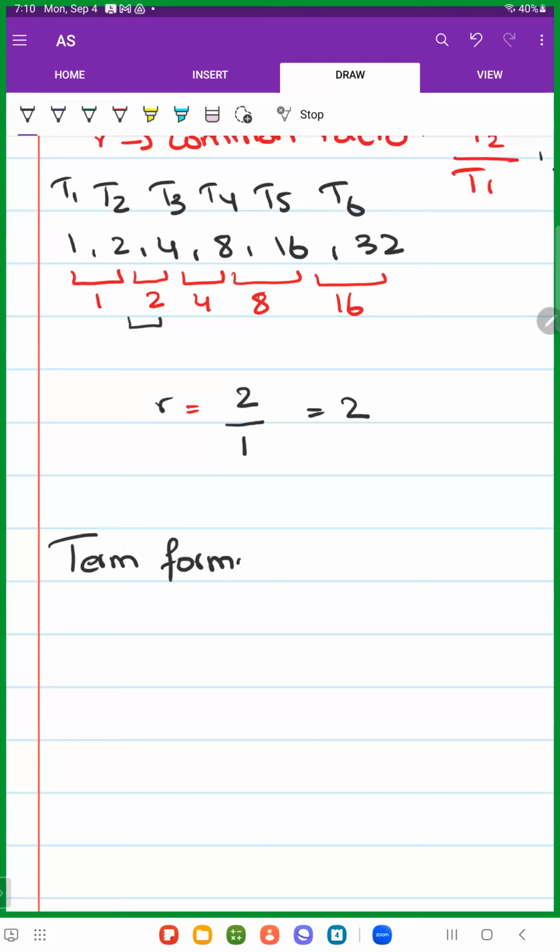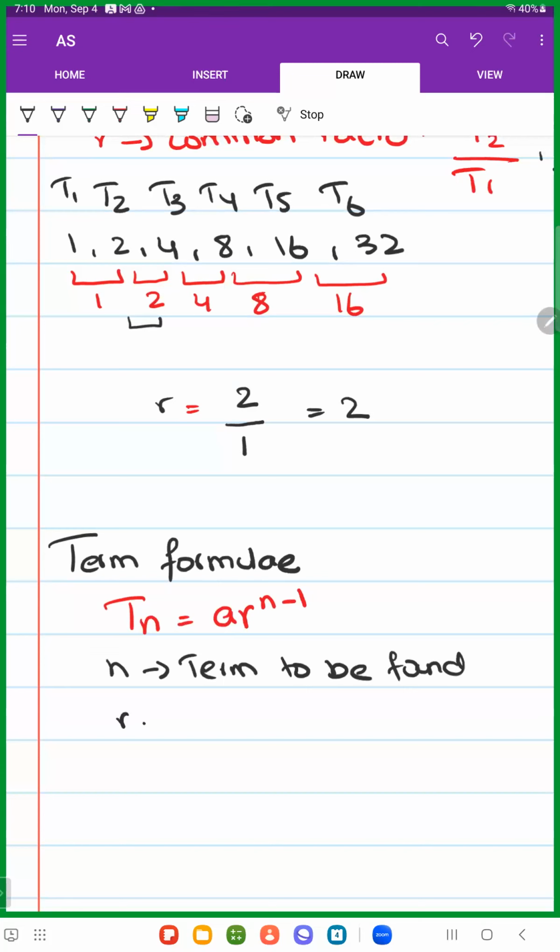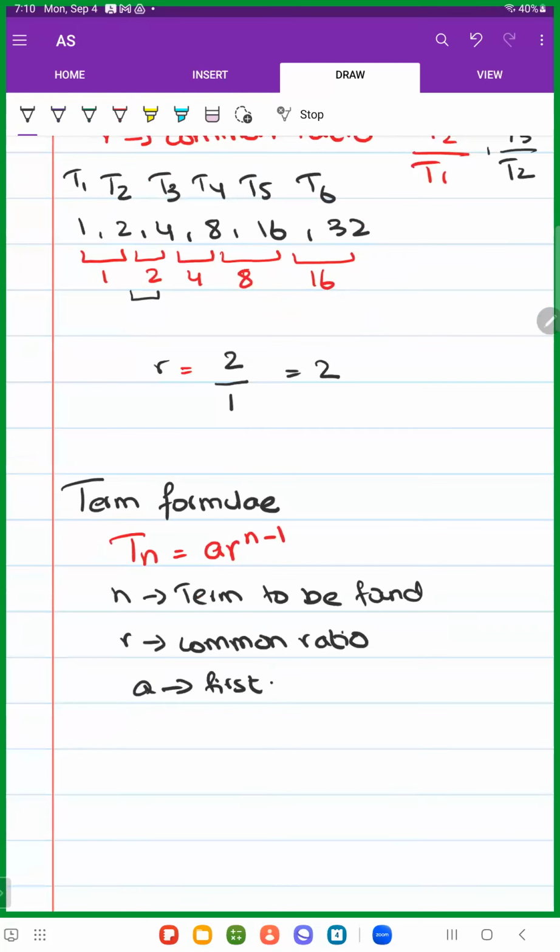Why do we use the term formula? We use it to calculate the next term. The term formula is Tn is equal to A times R to the power n minus 1. Here n is the term I want to find out, R is the common ratio, and A is the first term. For example, I want to find T7 in this series.